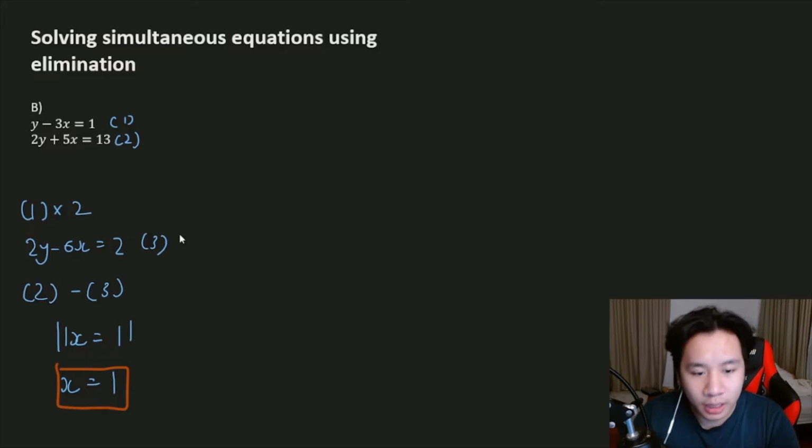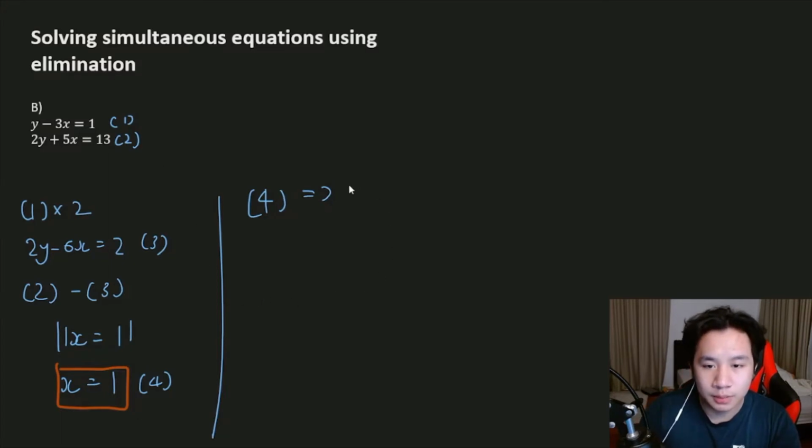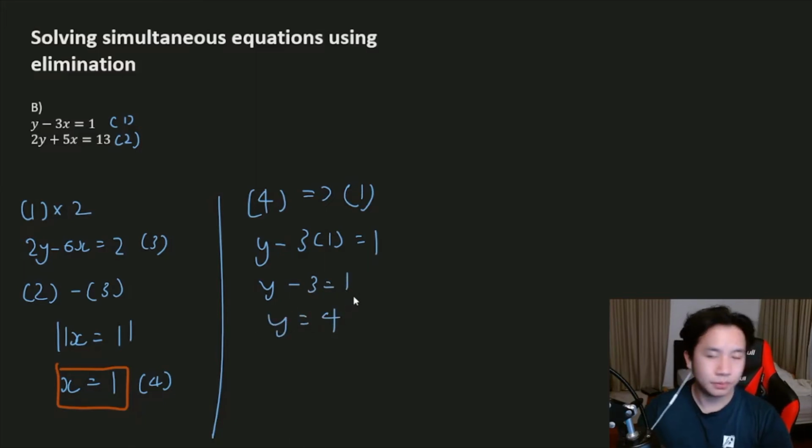Now to solve for y, you can just sub this one. You're going to sub this one into either 1 or 2. I will sub into 1, looks easier. And so we have y minus 3 times 1 is equal to 1. So y minus 3 is equal to 1. And so you bring the minus 3 over, and you should get 4.